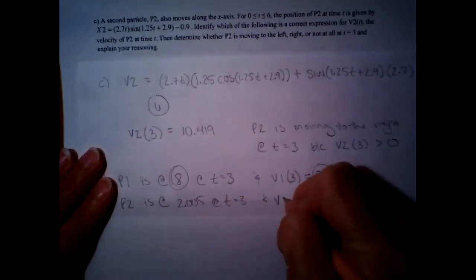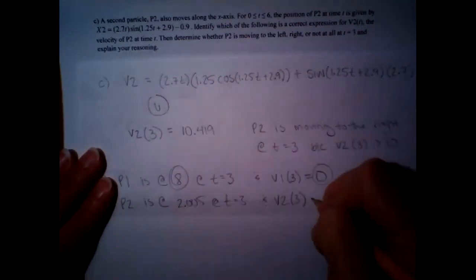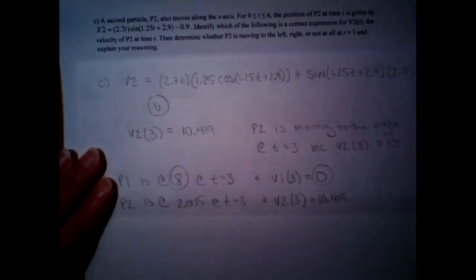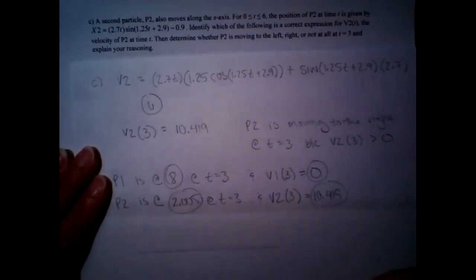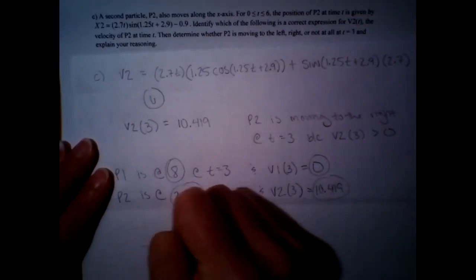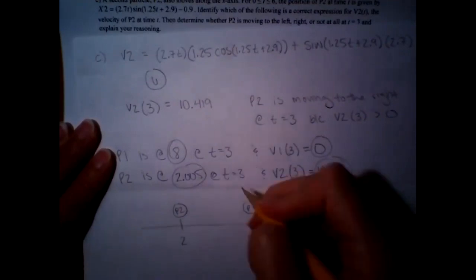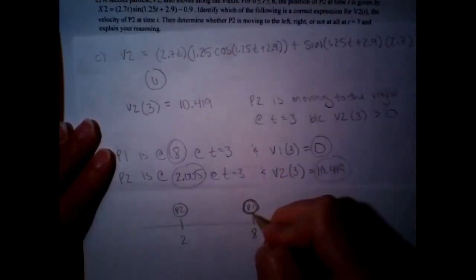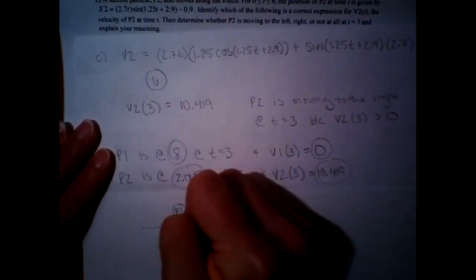And then we're going to get the velocity at 3. Didn't we just do that? Velocity at 3, wasn't that 10.419? All right, so that particle is at around 2. We'll just call that 2. And moving to the right. So if you think about where these are, here's 2. That's where particle 2 is. And here's 8. That's where particle 1 is. Now, particle 1 is staying still. So it's just staying put right there. This one is at 2, close enough. And it's moving to the right.